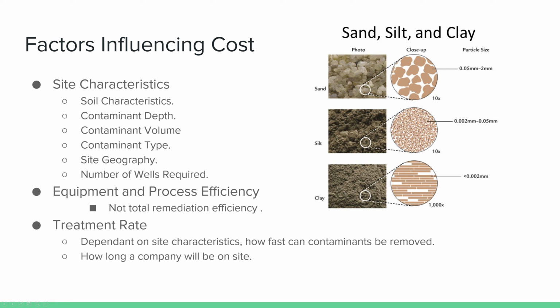There are multiple factors that influence the cost of thermal remediation. The site characteristics are the primary factor influencing the cost. Those parameters include the soil characteristics, which involves the permeability and the soil type, the contaminant depth, which is the vertical depth to the contaminant zone, and then the contaminant volume is also a major influence because that determines essentially the amount of contaminants that need to be removed, the contaminant type, as well as the physical site geography.